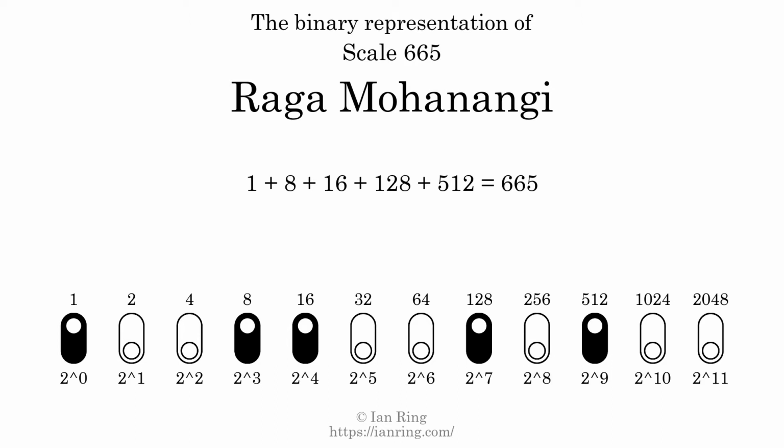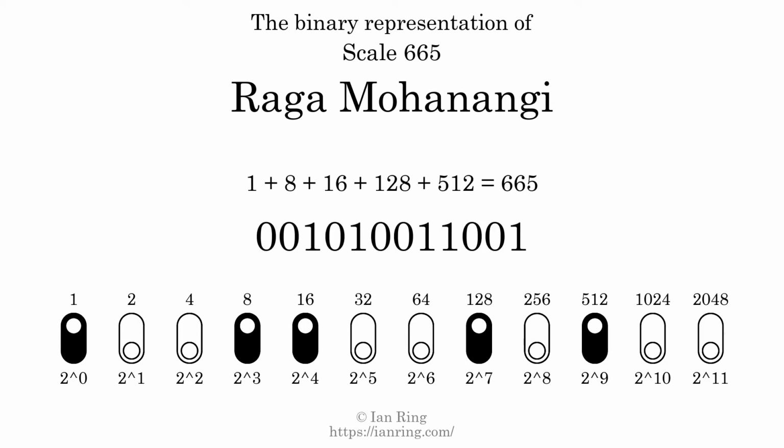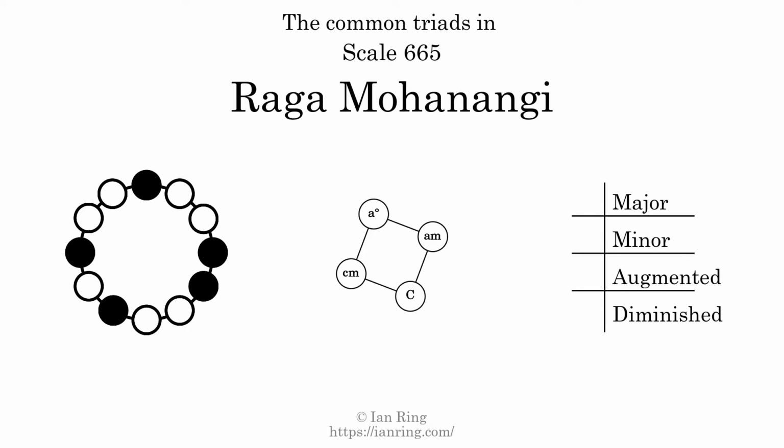The scale number not only enumerates the scale with a unique index, but it also literally describes the tonal content of the scale. Represented as a binary number in base 2, the scale number is 00101000110001. Here are the common triads present in this scale.